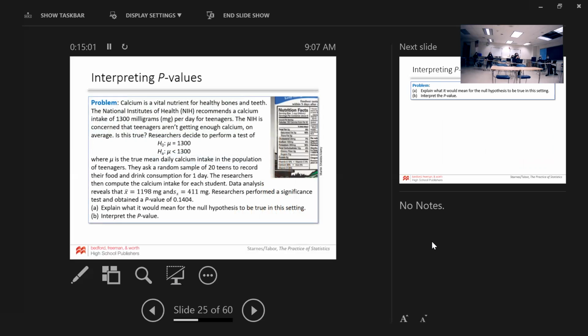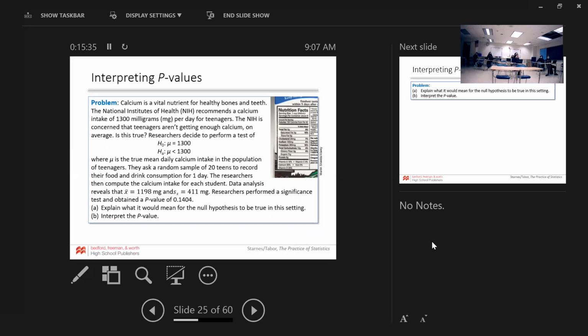How about this one? Calcium. You should get 1,300 milligrams per day for teenagers. The National Institute of Health is concerned that teenagers aren't getting enough calcium. Okay. That's giving you a direction. They're concerned you're not getting enough. They're not concerned that you're not getting 1,300. You might be getting too much. They want to test that you're not getting enough. So the alternate is an inequality.